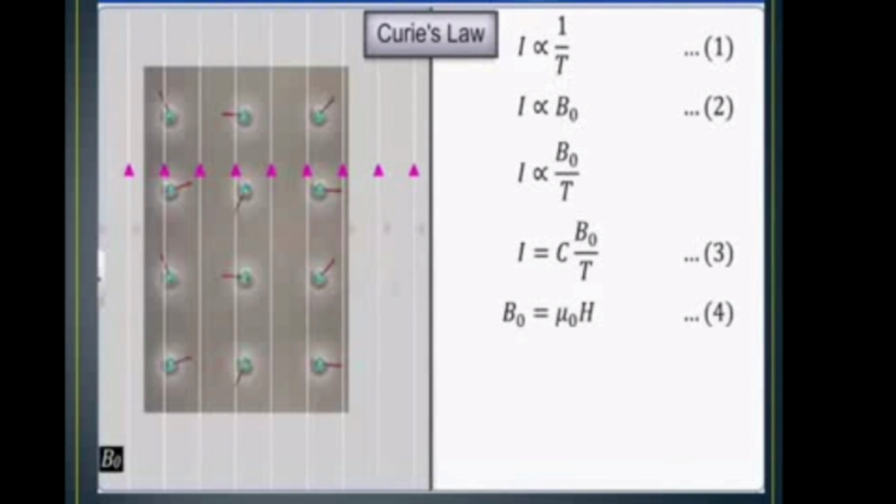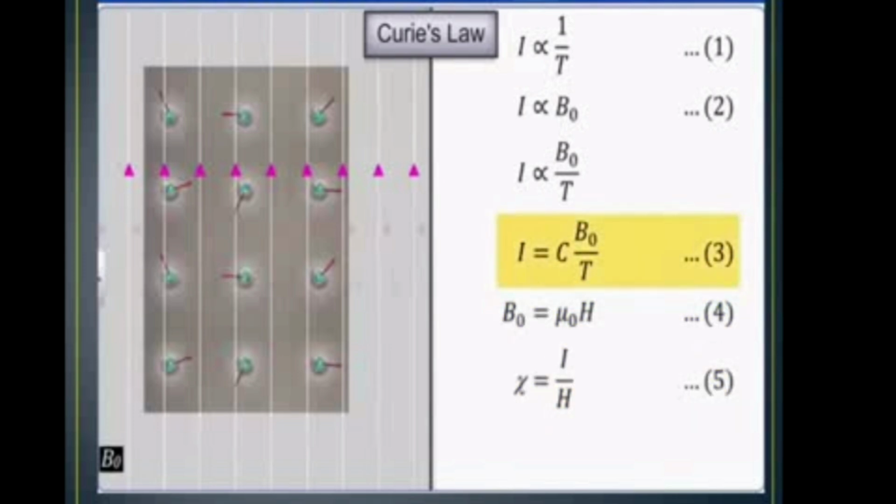So that is the relation between the magnetic induction and the magnetization. H is the magnetizing field, B is the magnetic induction. So it is a relation between the magnetic field and the magnetization. B naught equal to mu naught into H, or we can write chi equal to I by H.